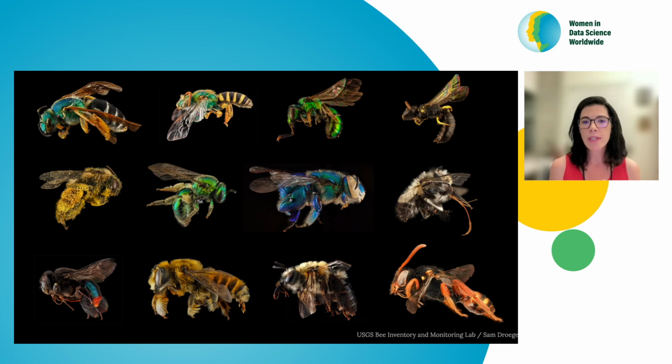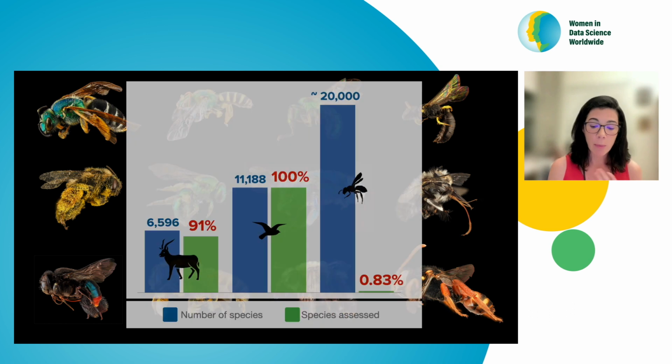And as usual, the data from the global south is notably lacking. We don't even know which species are there, so we don't even know their population trends. For comparison, we have a very good idea about the population trends for both mammals and birds, of which 91% and 100% of all existing species have been assessed, as you can see here in the green bars on your screen. But the conservation status of the overwhelming majority of the 20,000 bee species is a mystery, given that less than 1% have been evaluated.